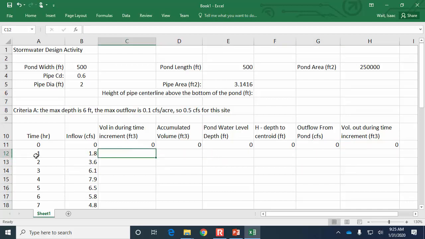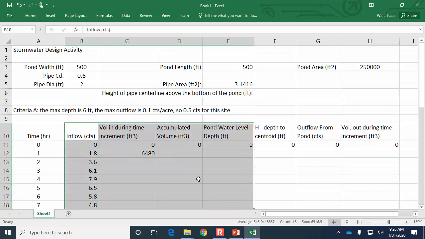And then if you have 1 hour of an inflow at 1.8 cubic feet per second, then that's the flow rate times the time. And there's 3,600 seconds in an hour. And so 1.8 CFS for a 1 hour period means that there's 6,480 cubic feet that flow in during that hour.